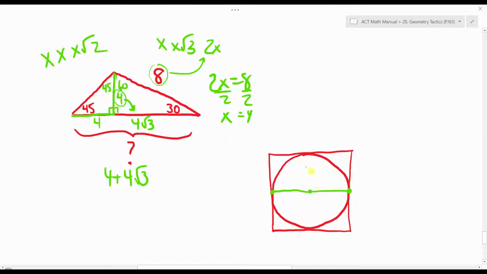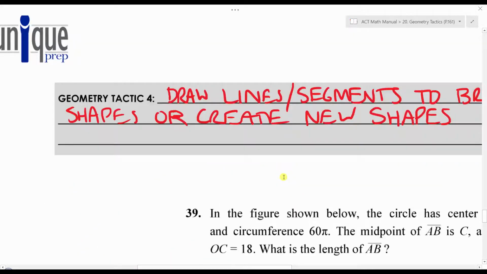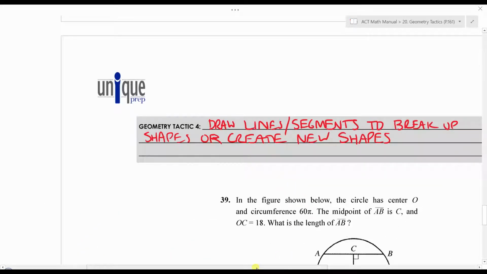And I've just established a very important fact, and that is that the diameter of the circle equals a side. We can see that this length here and this length here are equal. So the diameter of the circle equals a side of the square. And most likely that's going to be the important relationship in a question like this. So there are multiple ways that we can apply this tactic, that we can draw lines or segments to break up shapes or create new ones.